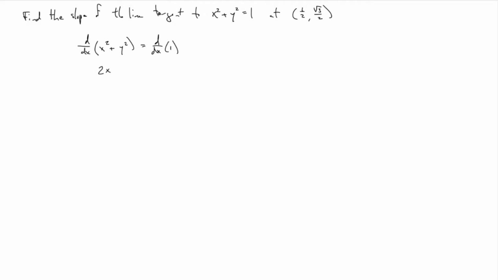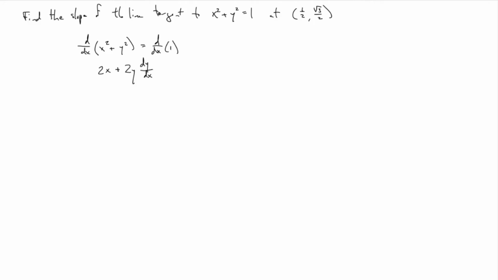And on the left, the derivative of x squared is obviously just 2x, but the derivative of y squared is more complicated than that because y is not the variable, x is the variable. y is some function of the variable. And so in order to take the derivative of y squared, we need the chain rule. You treat the y as if it were a variable, and if it were a variable, then its derivative would just be 2y. And then you finish by multiplying by the derivative of this function that we just treated like a variable.